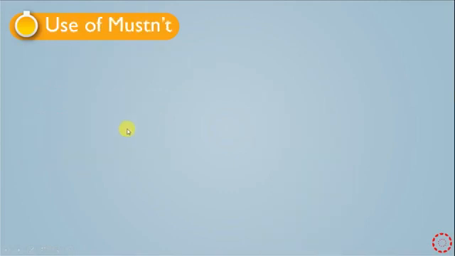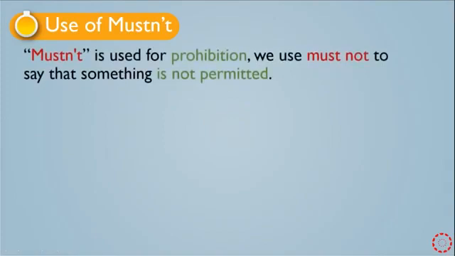What about mustn't or must not? Mustn't is used for prohibition. We use must not to say that something is not permitted. It means mustn't or must not is the opposite of must. We use this to talk about things we need to avoid doing.